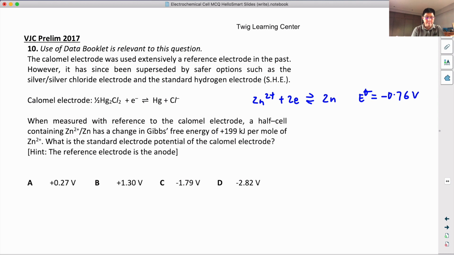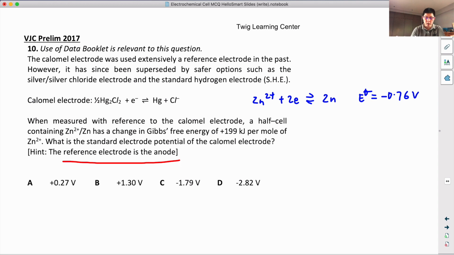Okay, the calomel electrode was extensively used as a reference electrode until it was replaced with the standard hydrogen electrode. Remember what I mentioned? I talked about the reference electrode being the anode. They say when measured with reference to the calomel electrode, the half cell containing zinc has a change in Gibbs free energy of that value. All right, so let's run through how this is done.